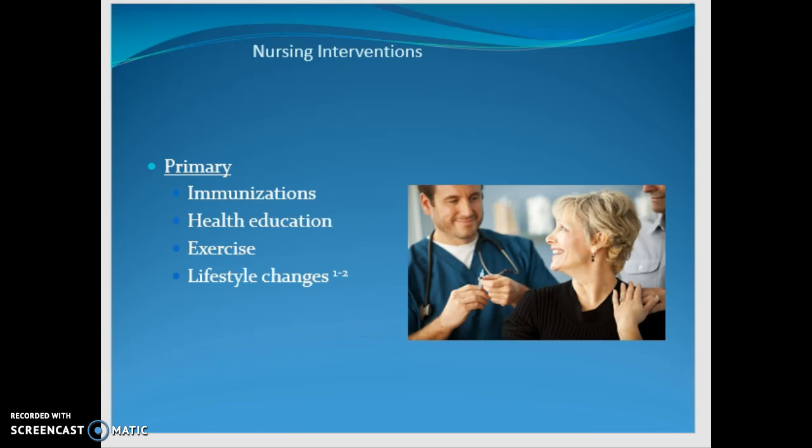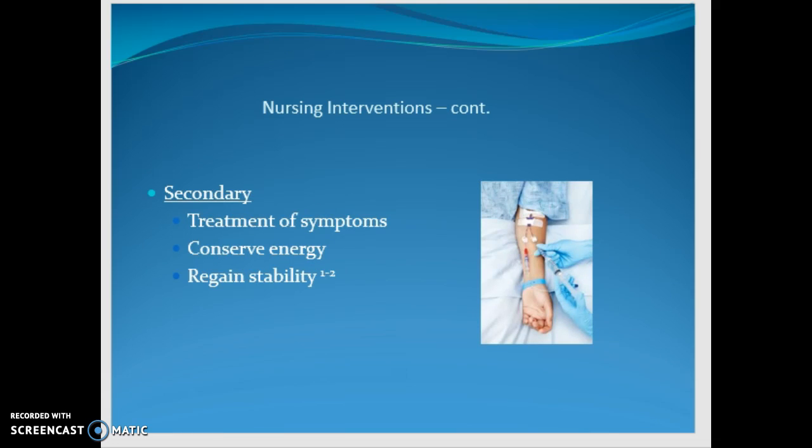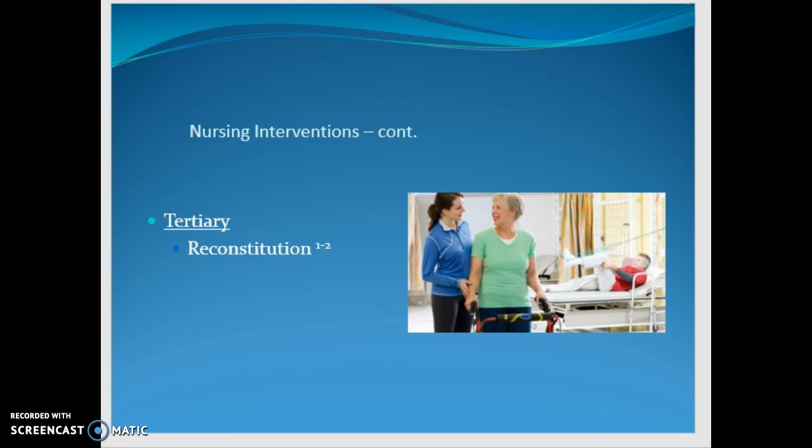Secondary prevention is focused on the subclinical and early clinical stage, meaning early detection, and promoting effective intervention through treatment of symptoms, conservation of energy, and the client regaining stability. Tertiary prevention, lastly, is at the stage where measures are directed primarily toward recovery, assisting the client to adjust to limitations in health function. It is also important for the nurse to educate the patient or client on how to prevent any further complication at this level.